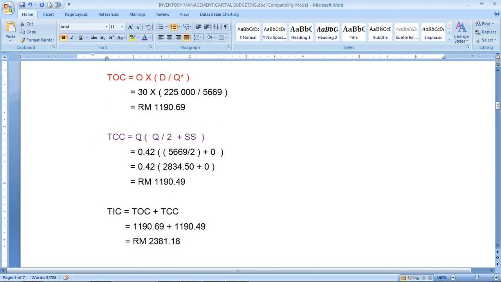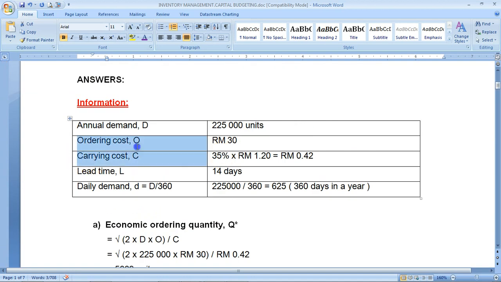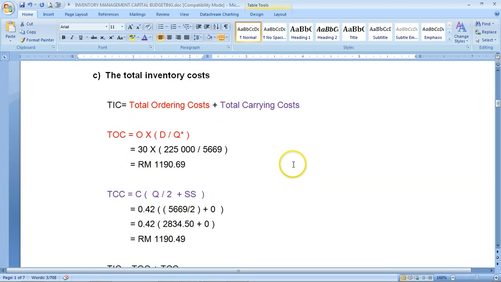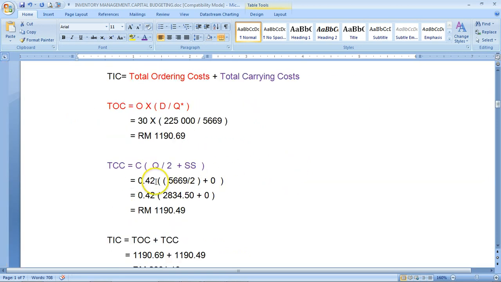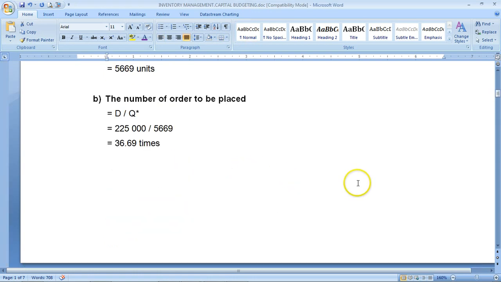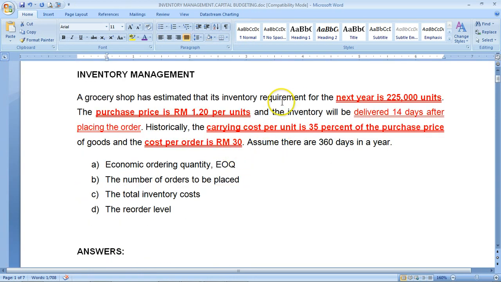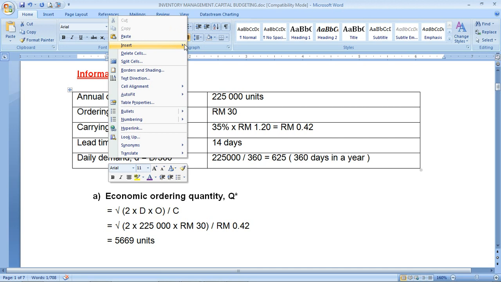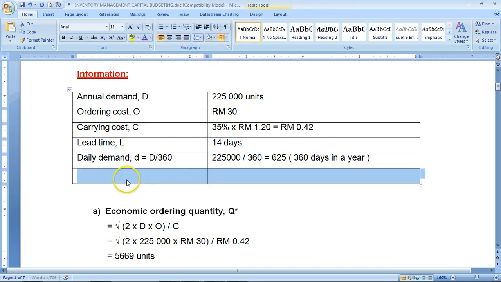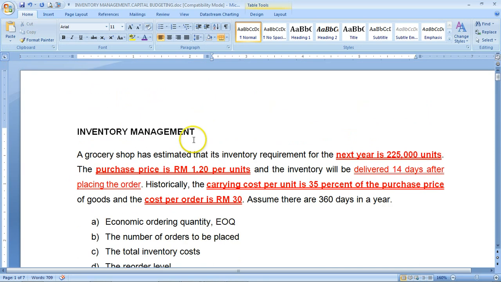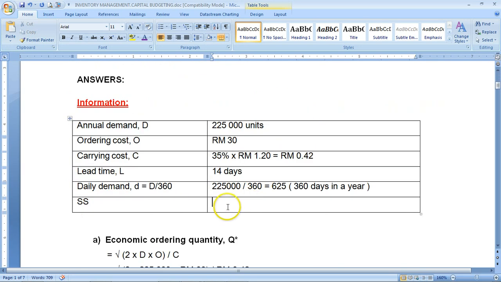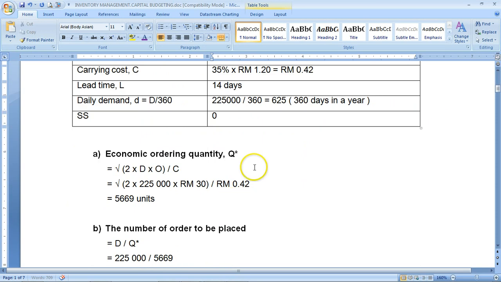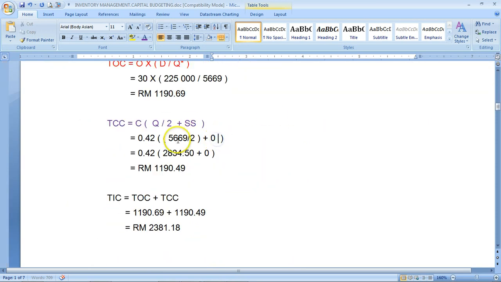C is your carrying cost that you calculated in the information just now. You see? That's why I said to you, information is very important. Okay, so 0.42 and then Q divided by 2, 5,669 divided by 2. Very good. And what is this? Safety stock. And I said to you, if the question gives you safety stock, then you have to extract the extra information and put the safety stock in. However, do you think there is any safety stock in the question? No, it is not given. So we assume the safety stock is 0. So what do you put as the answer here, class? 0. Very good. 5,669 divided by 2.